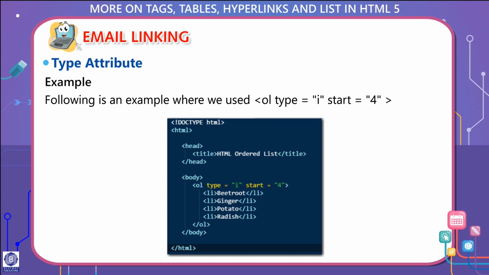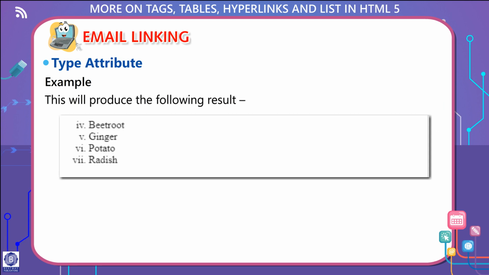Example. Following is an example where we used OL type equals I, start equals 4. This will produce the following result.